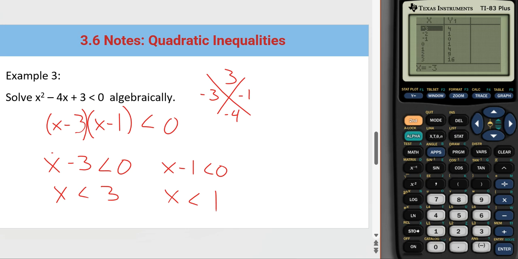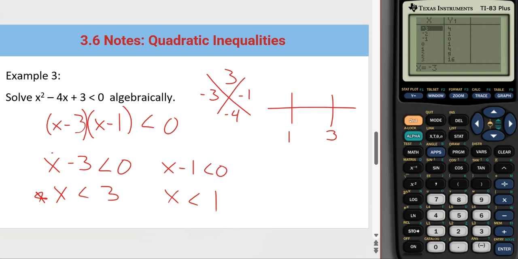inequality, it is important that we look at how to write our final inequality. Right? So I know that the values of 1 and 3 are an important part of this inequality. I get that from this part right here.